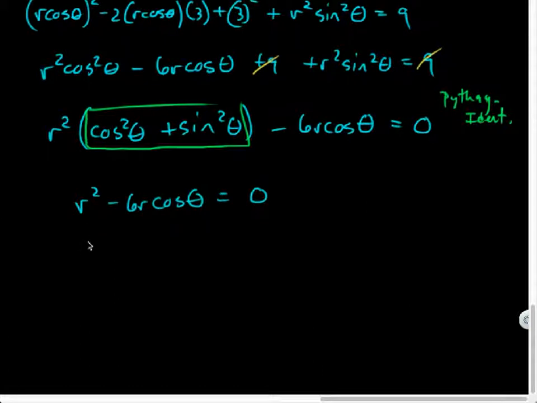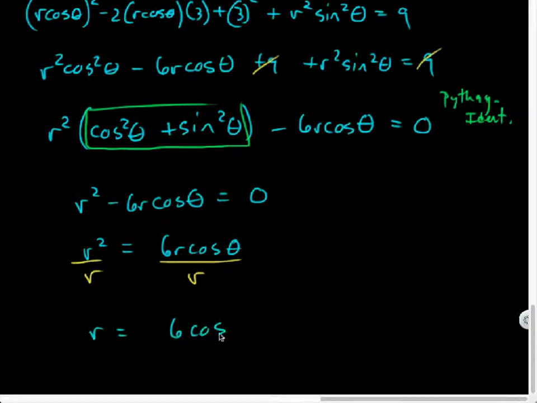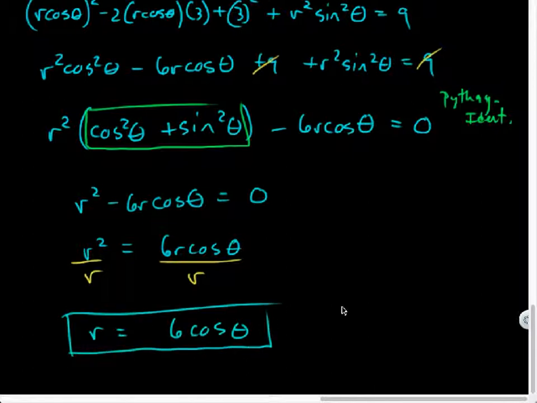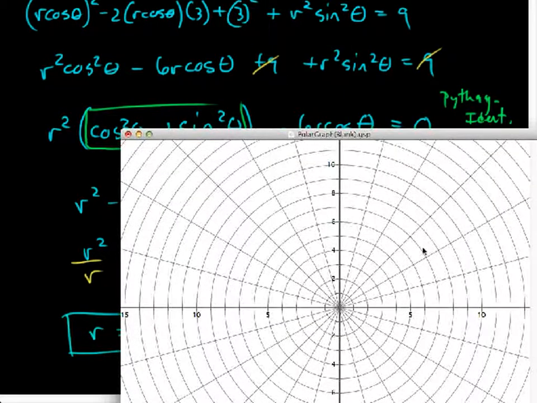And I could add the 6r cos theta to both sides. And I'm almost there. If I divide both sides by r, I can get it in the format that I could plug into an equation. r is equal to 6 cos theta. And that's going to be the equation of a circle, or a one-petaled rose, if you want to think about it that way. And in fact, it would look a little bit like this.